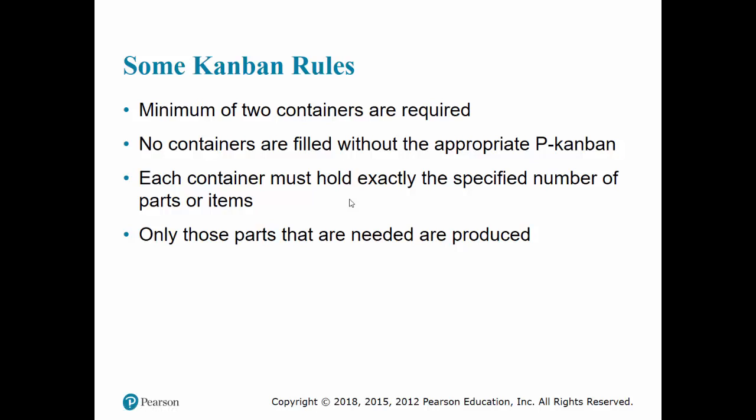This Kanban system, simple as it is, ensures that parts get produced only when they are needed. Otherwise, they are not produced, because if it's not needed, then the P Kanban will not get attached. There will not be an empty container in the storage area for the P Kanban to get attached. The P Kanban is attached to the empty container only if the container is empty, which means all the parts have been used up, and that's how the next slot gets produced.